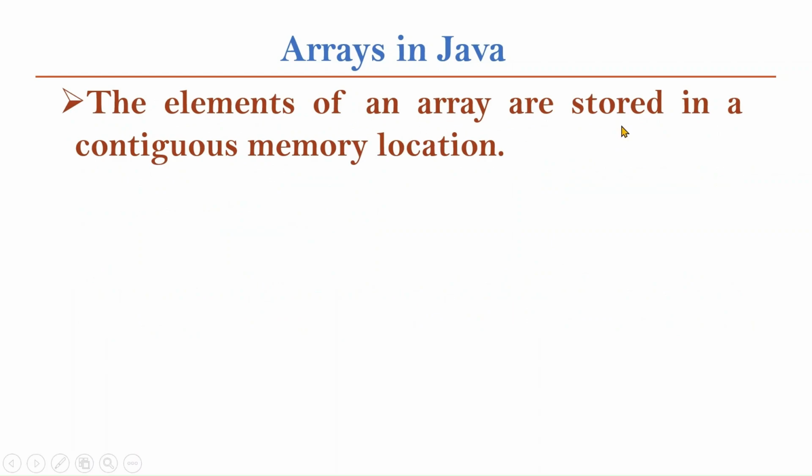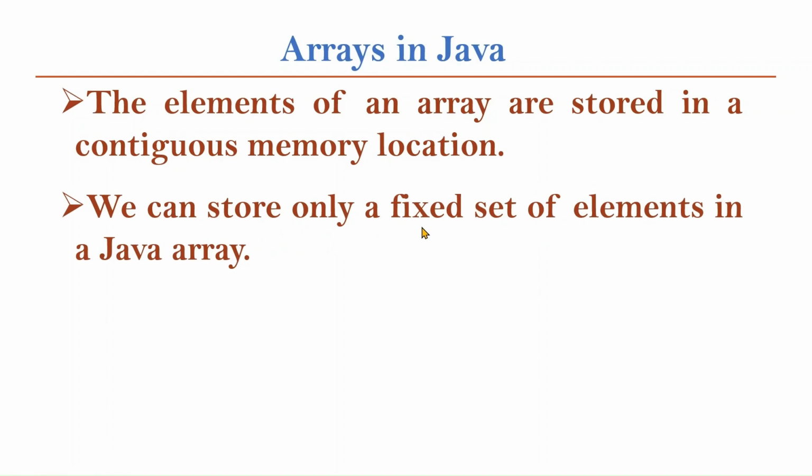You can go for up to a requirement, but you are going to store only the similar elements. Now the elements of an array are stored in a contiguous memory location. So that means in sequence. Suppose if I say size is 10, then 1, 2, 3, 4 like that, you are going to have the 10 memory locations in continuous fashion. You can store only a fixed set of elements in a Java array. So I need to define the size of an array. Like if at all I'm saying the size is 10, only 10 elements you're going to store, not more than that. If I say size 20, only 20 elements can be stored into that particular array. So that's why it is called fixed set of elements.